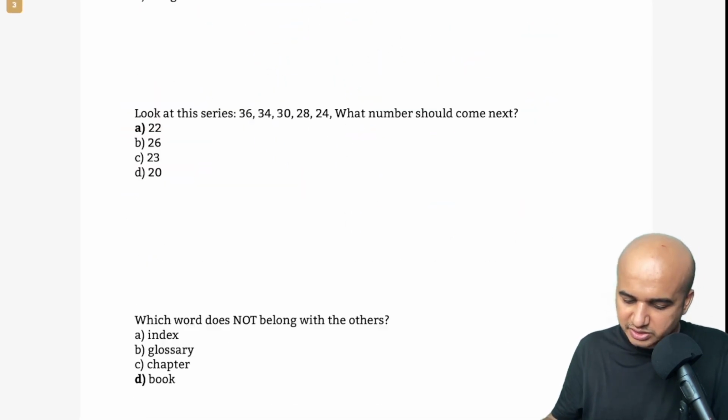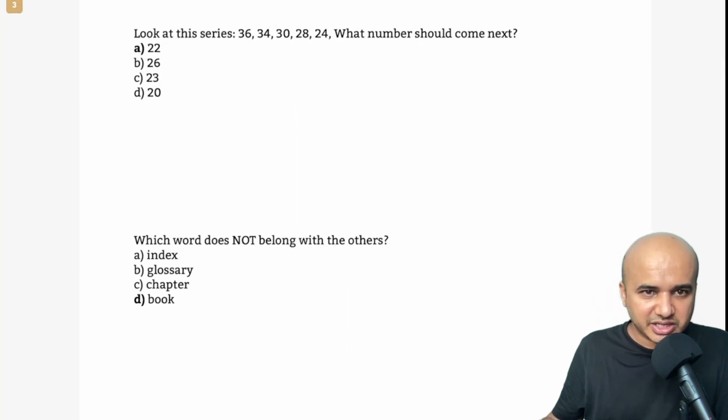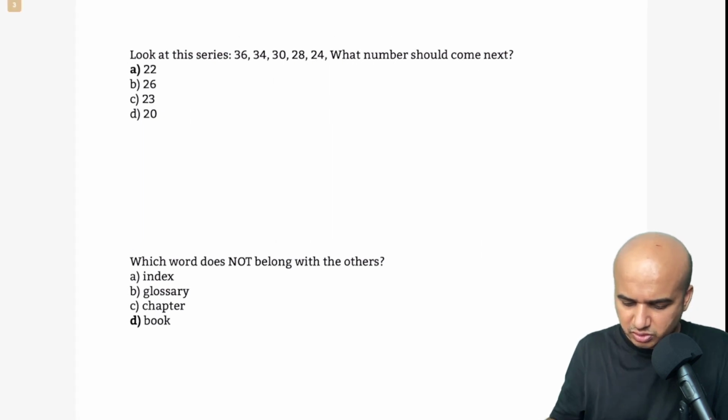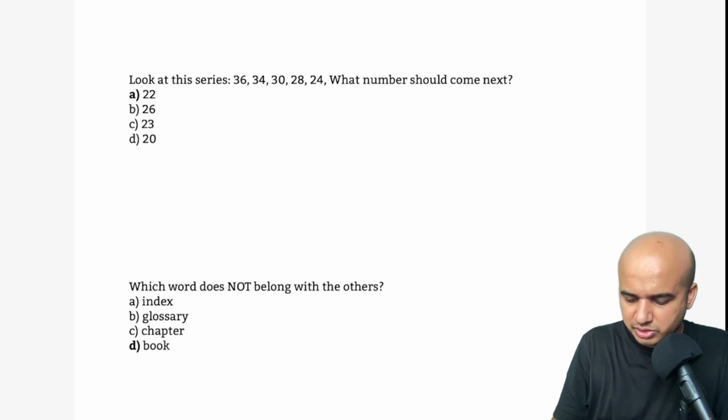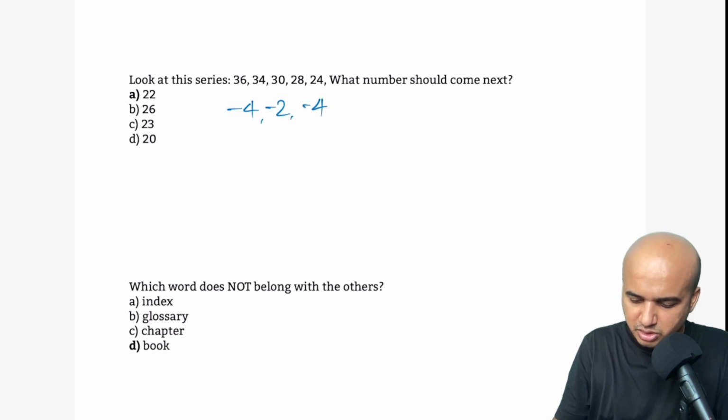Okay. Next. Look at this series 36, 20, 34, 30, 28, 24. Okay, what number should come next? Of course, this is also in decreasing order, but it's not constant. 36, then there comes 34, 2. Then -4, -2, -4. So this is -4, -2, -4, -2.